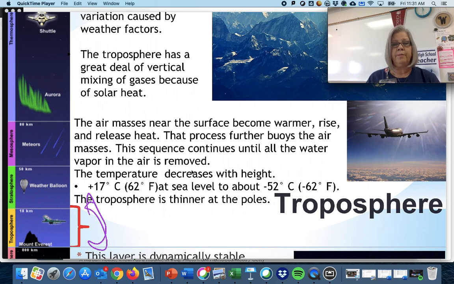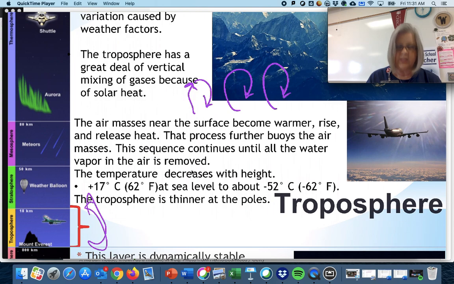There is a vertical mixing of gases. So what that means is that you're going to have warm air rising and cold air falling. So it sets up these convection waves. And we'll talk more about this when it comes to weather. But we have this vertical mixing of gases that's occurring. And so as the air mass goes up, it's going to rise because it's warm, but as it goes up, it's going to strip out all of the water vapor, and then it's going to get cold. And as it does, the air is going to get more dense, and then it's going to begin to fall. And we'll talk more about that later.